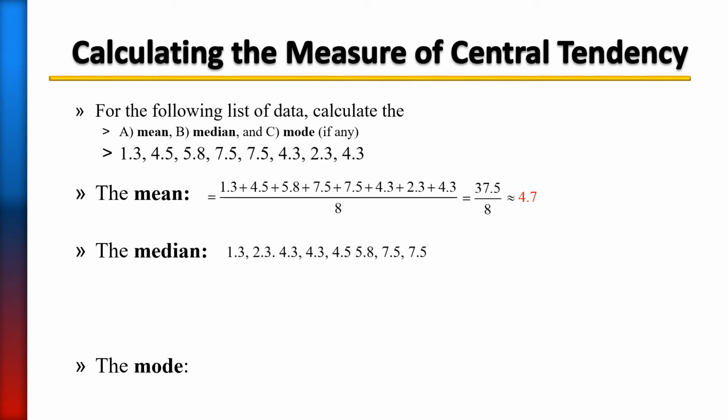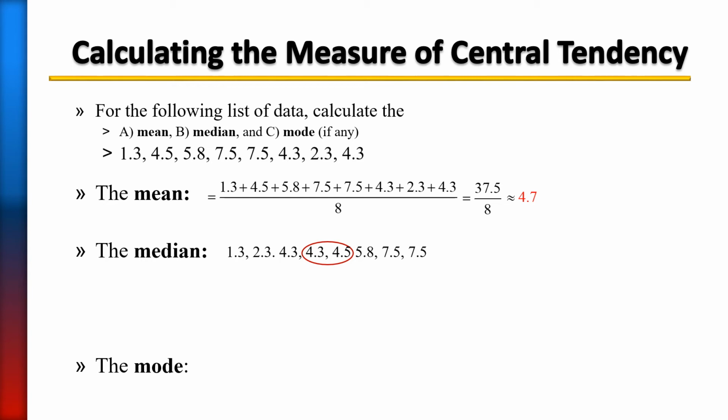And since we have 8 numbers, 8 is an even number, which means that you're going to have 2 numbers that are in the middle. So we're going to go ahead and locate those 2 numbers. And in this case, it's 4.3 and 4.5.